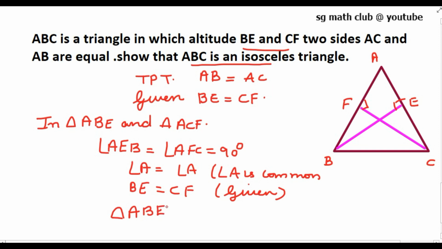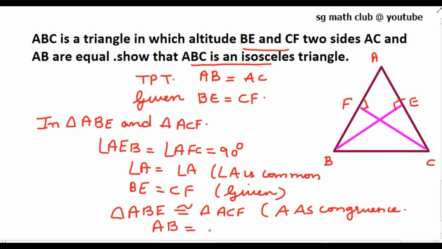Therefore, I can write triangle ABE is congruent to triangle ACF by AAS congruence rule. These two triangles are congruent. Therefore, I can write AB equals AC as corresponding parts of congruent triangles. Since two sides are equal, we can say that ABC is an isosceles triangle. So both the problems we have proved by AAS congruence rule.